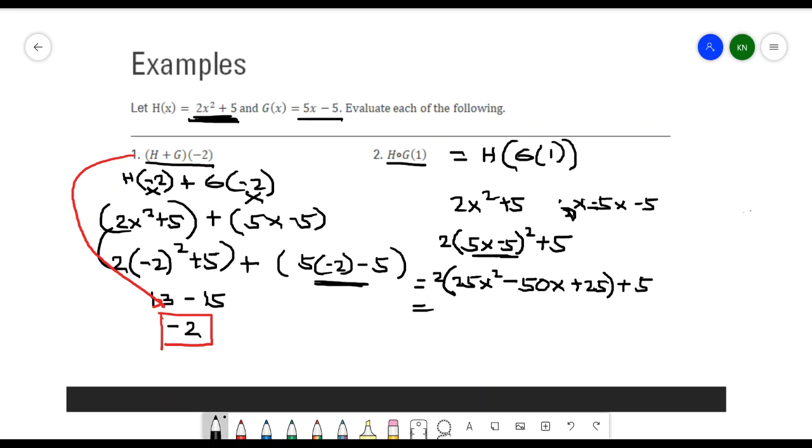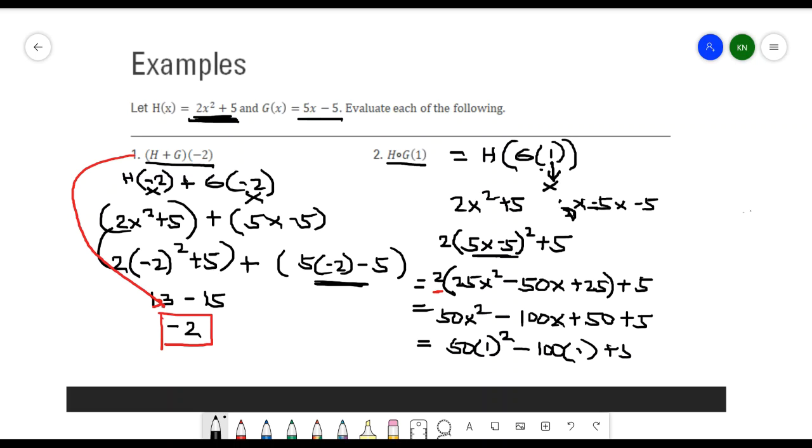So we have to multiply the 2 here to the terms inside the parentheses. So we have 2 times 25, that is 50x squared. 2 times negative 50, that is minus 100x. 2 times 25, that is 50, plus 5. And we know that the x here is equivalent to 1. So meaning to say, we need to substitute all the values of our x by 1. So we have 50 times 1 squared minus 100 times 1 plus 50 plus 5. So if you try to calculate that one, that is equivalent to 5. So meaning to say, this is already our final answer.